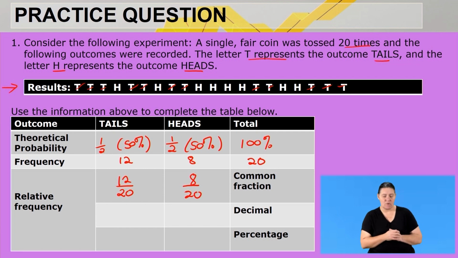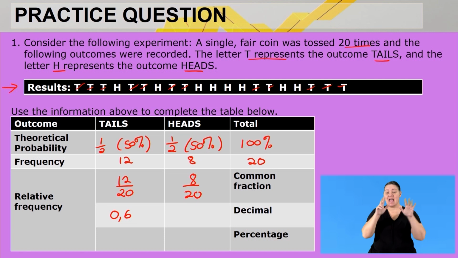We are looking for the decimal. So in terms of a decimal, I'll type in 12 divided by 20, and you can use your calculator for this. That will give us 0.6. I'll do the same for this, but I'm sure some of you can see the answer already. So 8 divided by 20, for those who are stuck, this will give us 0.4.